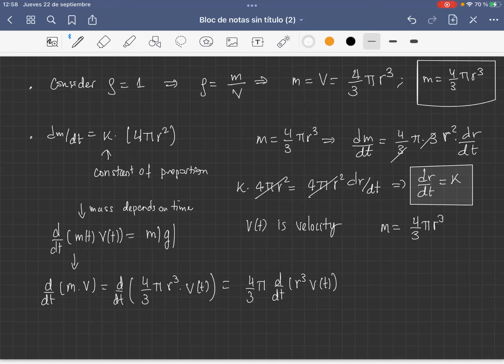Okay, and this has to be equal to the mass, which we can already put that we know that is 4/3 of pi radius to the third power times the absolute value of the gravity. So here the 4/3 go away, the pi go away, and here we get to this following equation.